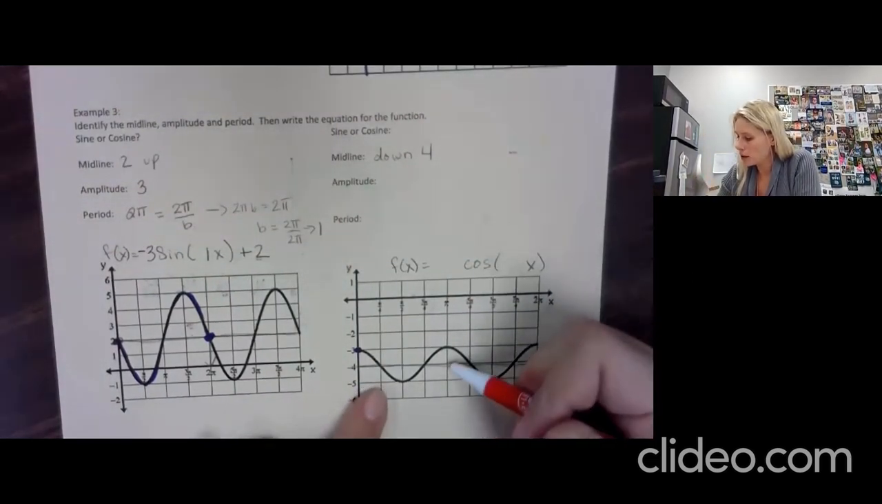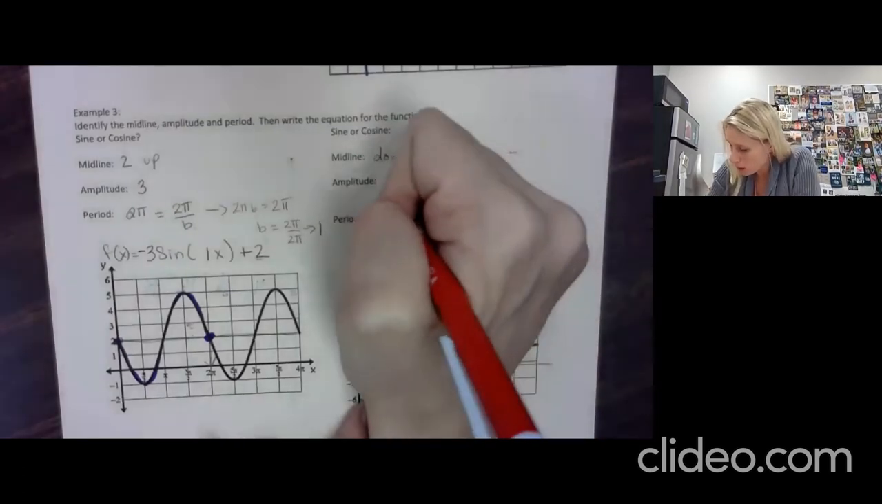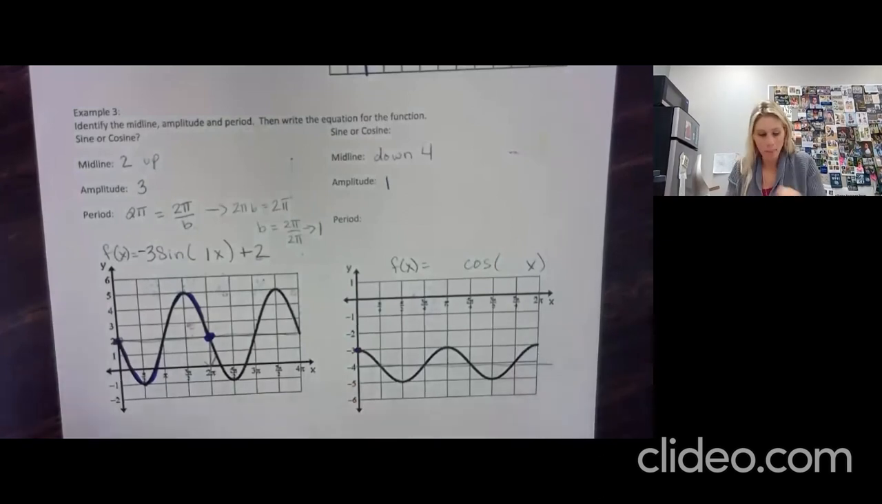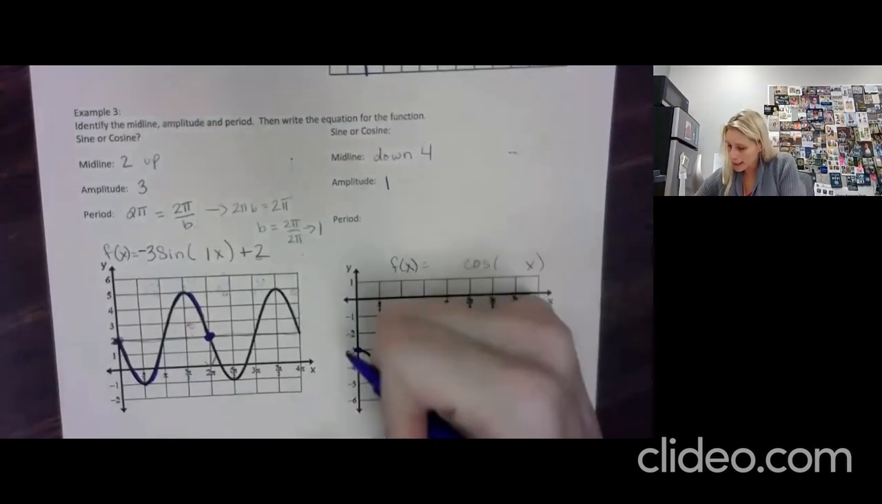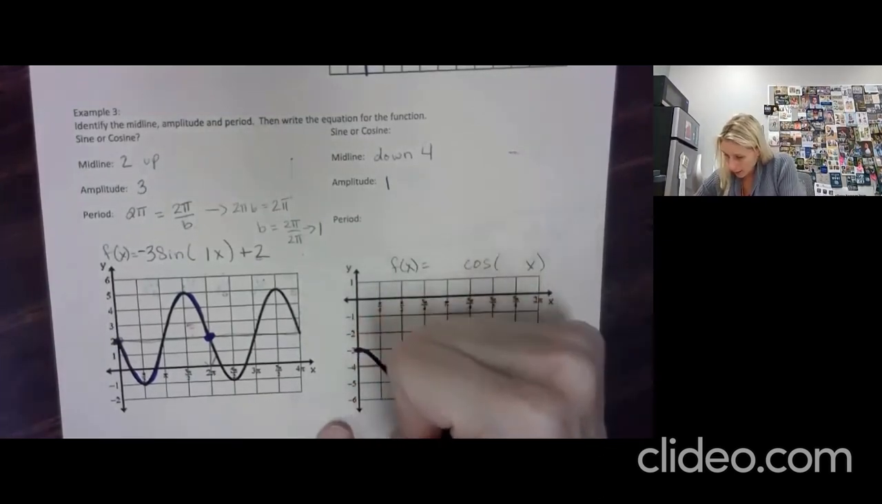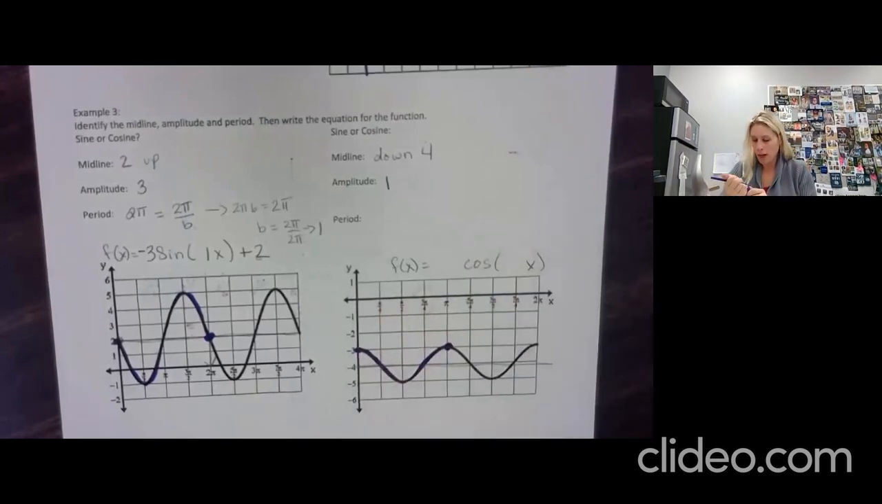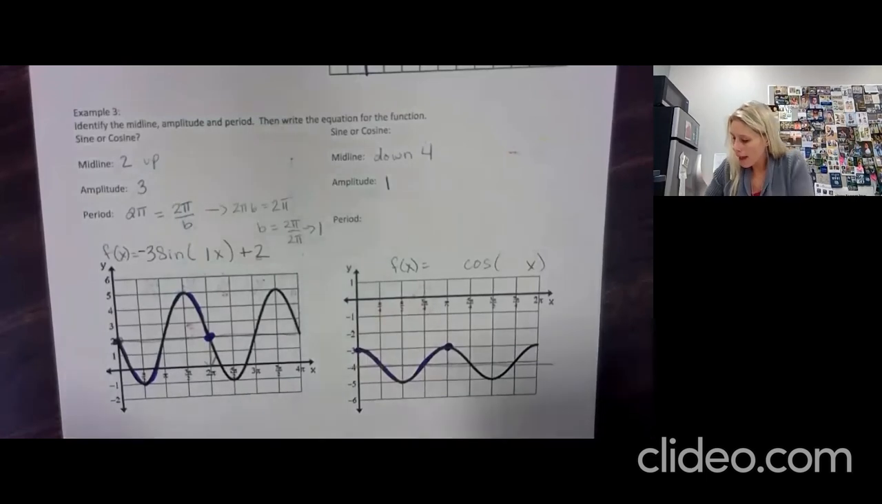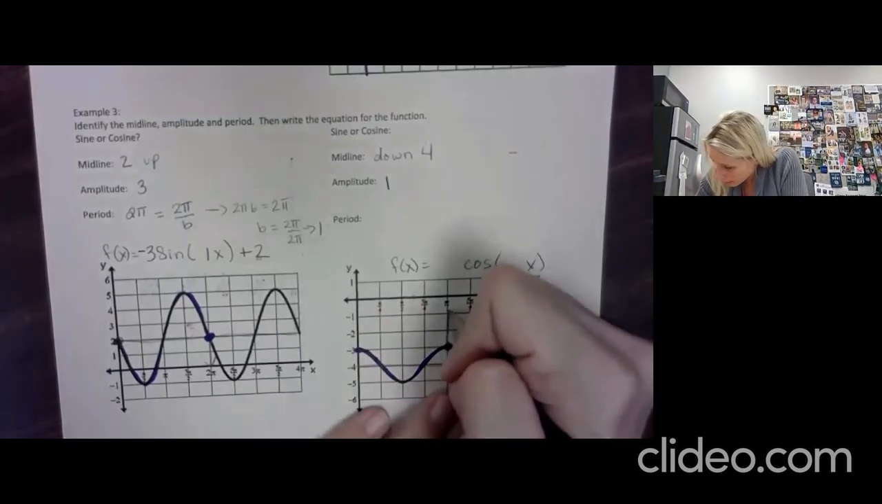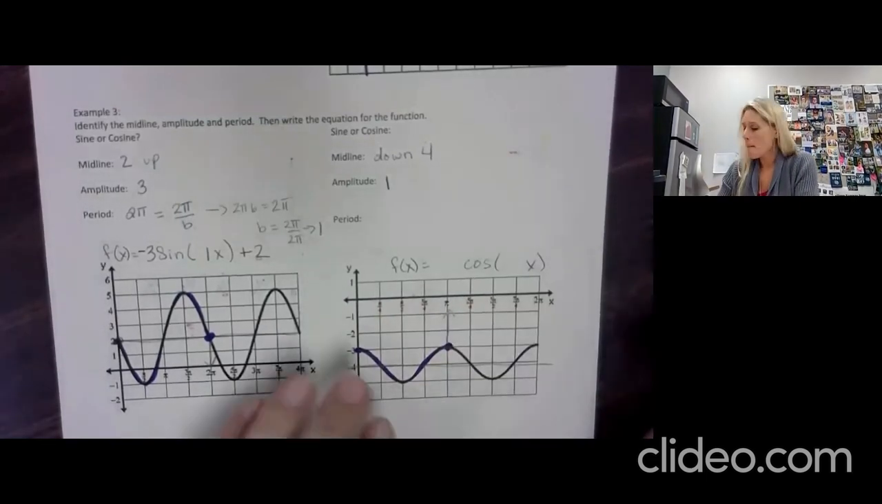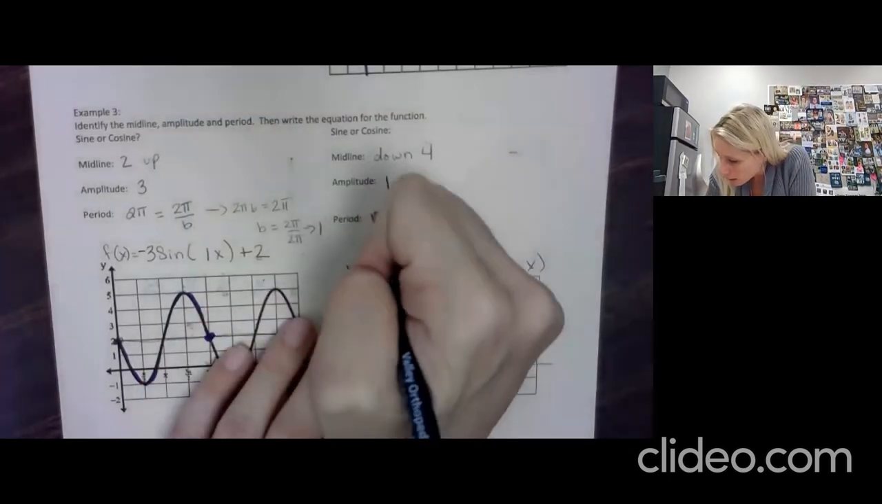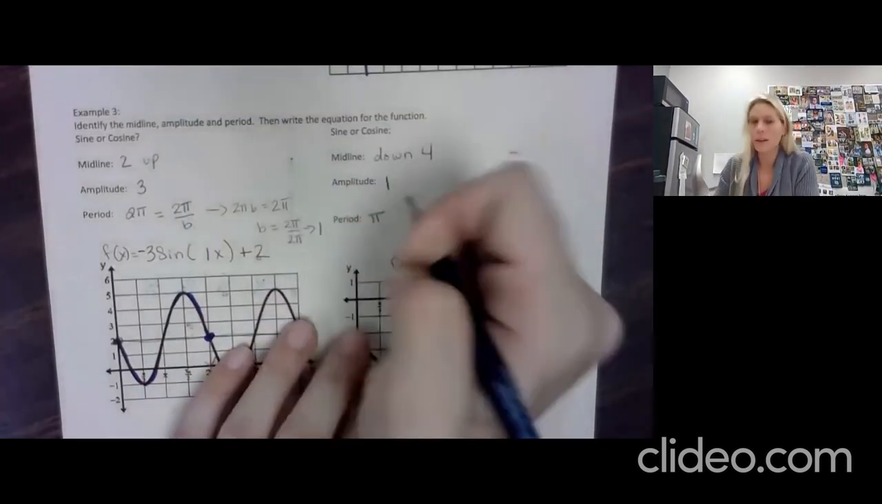Amplitude. How much did we go to the max? How much to the bottom? Well, that is just 1. Okay, period. Remember, in this case for cosine, a period is a full valley or a full hill. So right there is our full valley. That means that our period is pi. Okay, so that's our period.